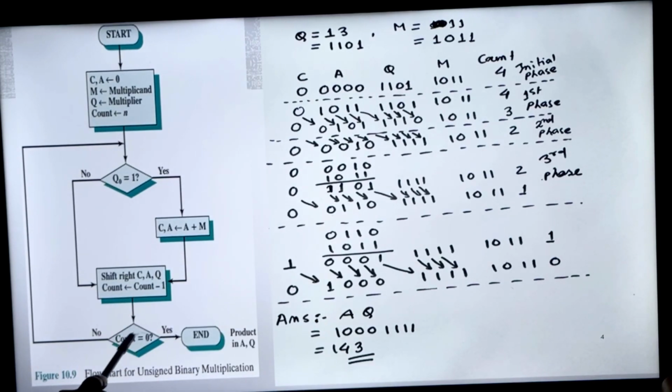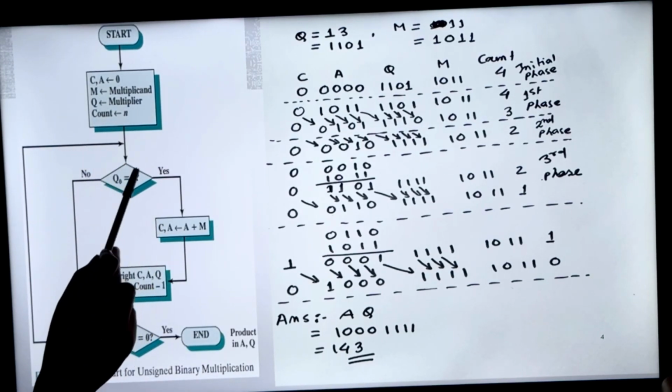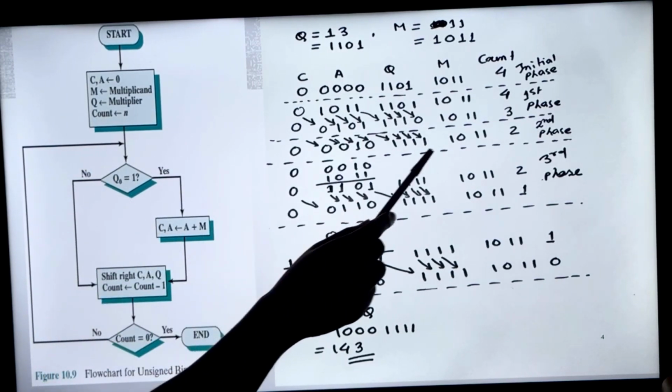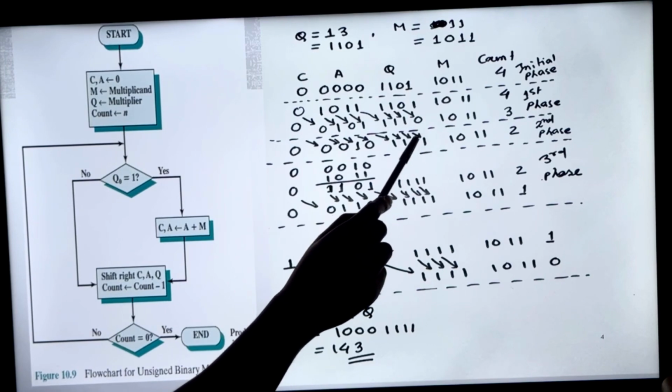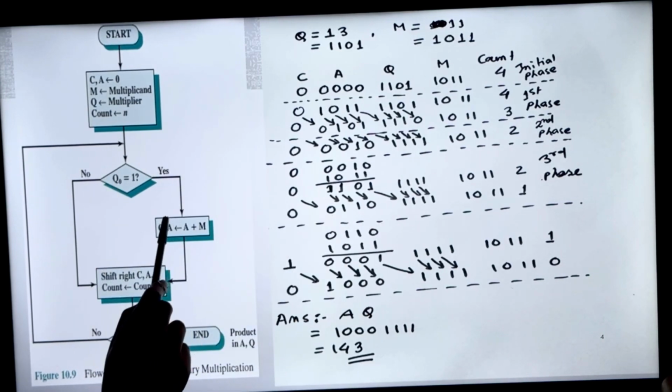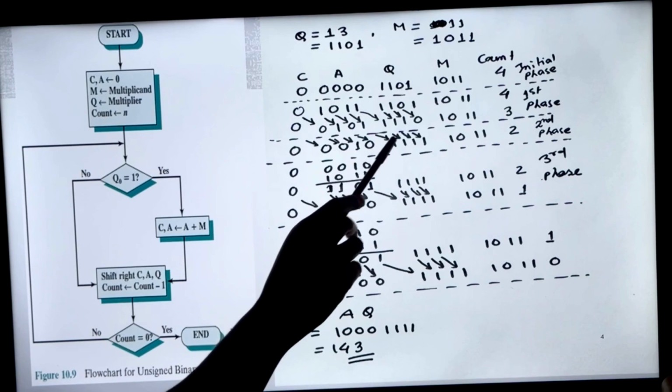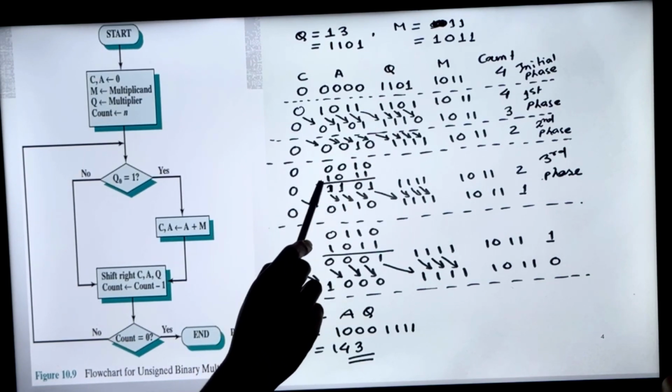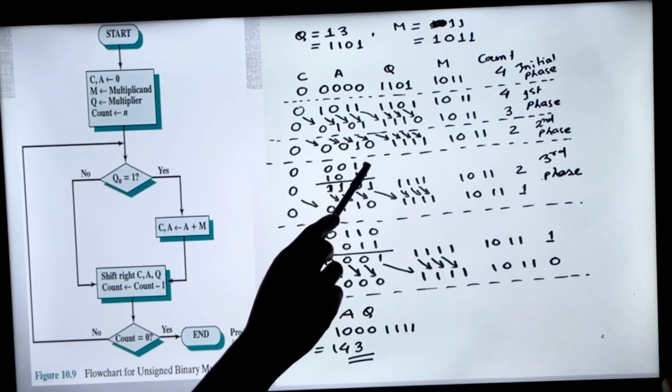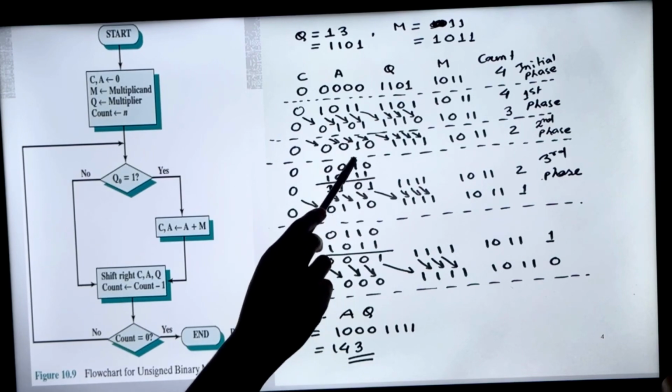Again I will ask whether my count is 0. No, it's 2. So again I will come back here. Now tell me what is my Q naught here. This is the updated Q naught, which is 1. If it is 1, then I will come this side. What will I do? A equals A plus M. What is my A? 0, 0, 1, 0. What is my M? 1, 0, 1, 1. Just add it. 0 plus 1 is 1, 1 plus 1 is 0. Carry out bit is 1.